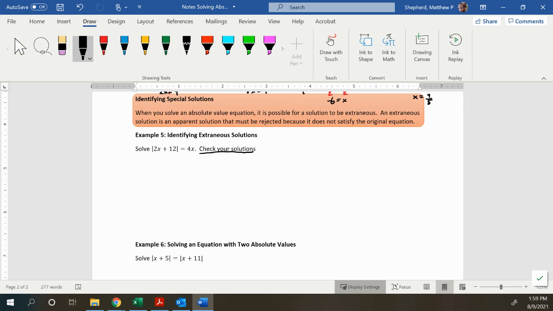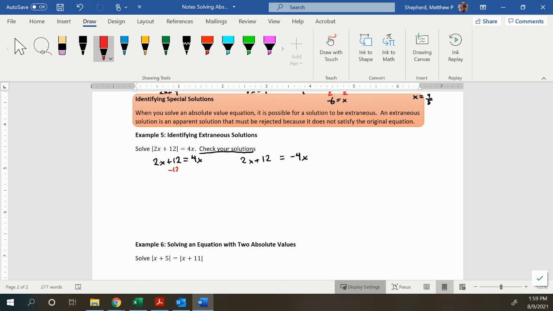But first, we got to solve this. So 2x plus 12 is equal to 4x, where they are the same. 2x plus 12 is equal to negative 4x, where they are opposites.